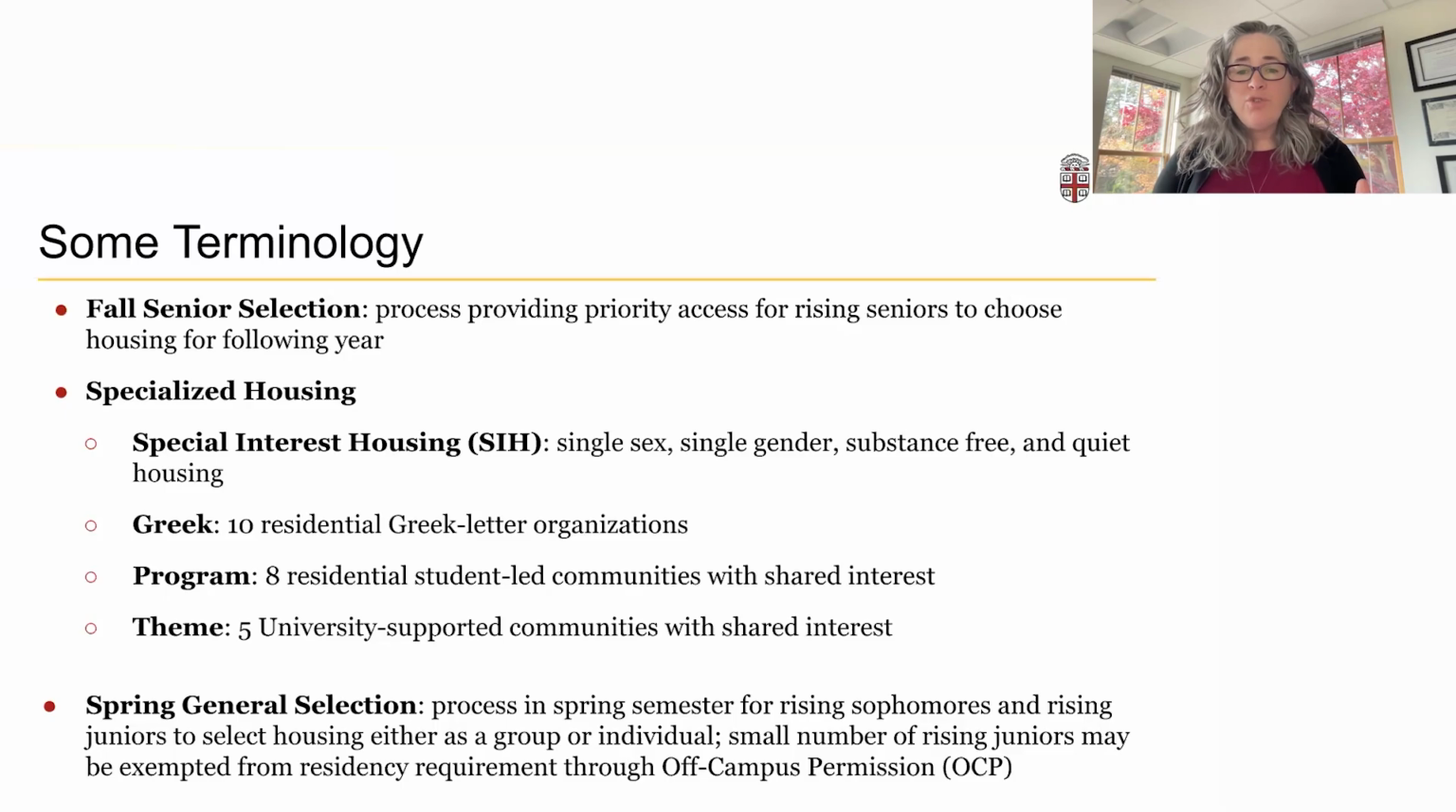We also have spring general selection. This is where the majority of students are selecting their housing for next year, and that does happen in the spring. Most of our rising sophomores and our rising juniors are really going to be selecting housing through that process. That is also the option where some juniors, current sophomores who will be juniors, may have an opportunity to request or express interest in off-campus permission, since some of our juniors receive permission to live off campus in their junior year.